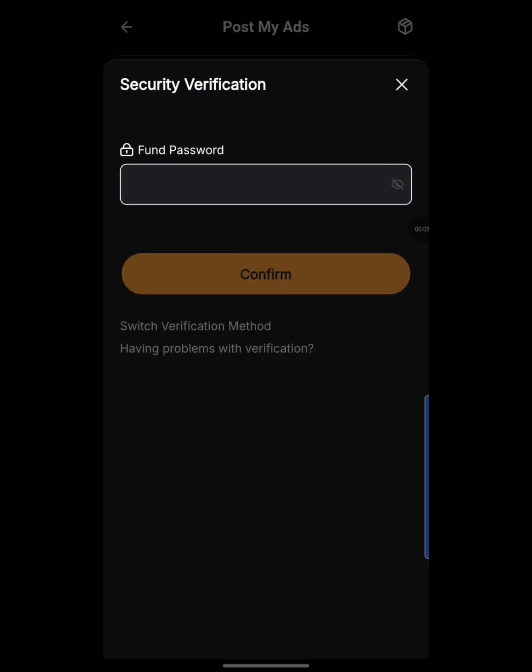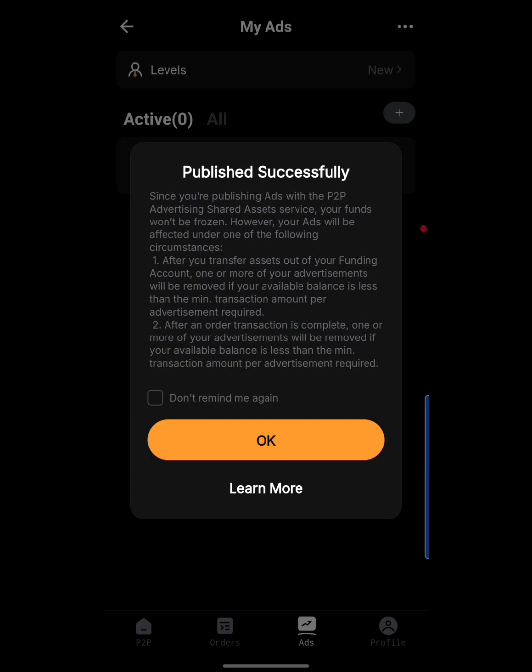Okay, so I'm going to enter my phone password right now, so I'm going to pause this video guys. Okay guys, so I'm done entering my password. So down below here that says confirm, I'm going to hit on the confirm button. So let's just wait and see how it goes. As you can see right here, it says published successfully.